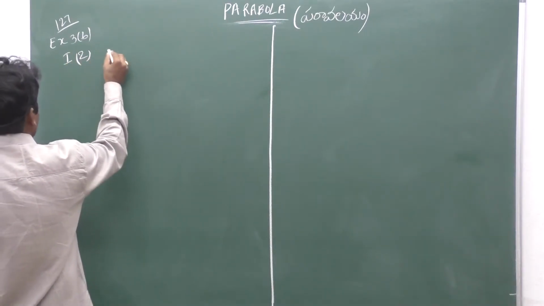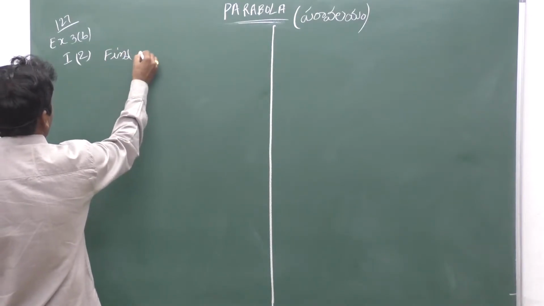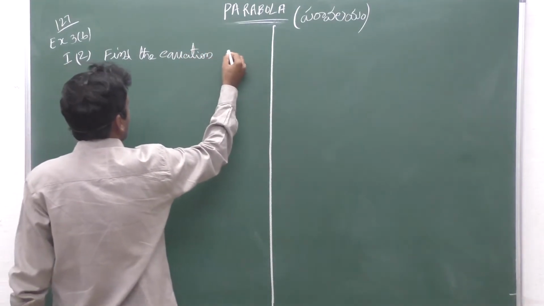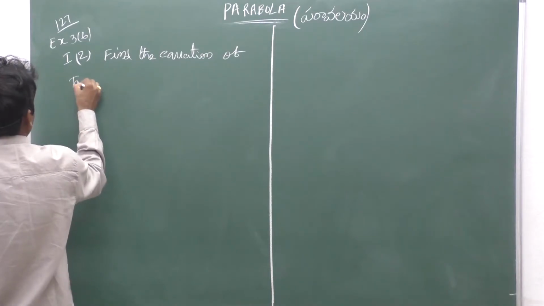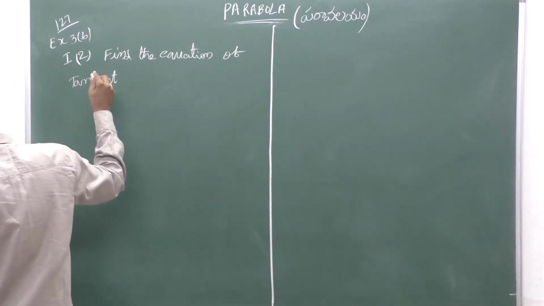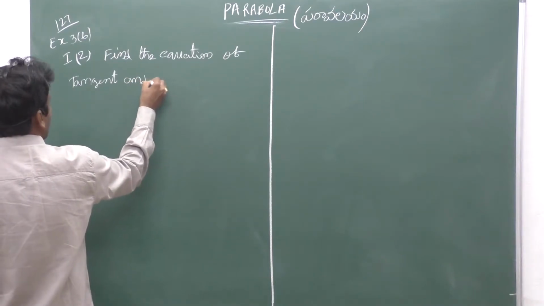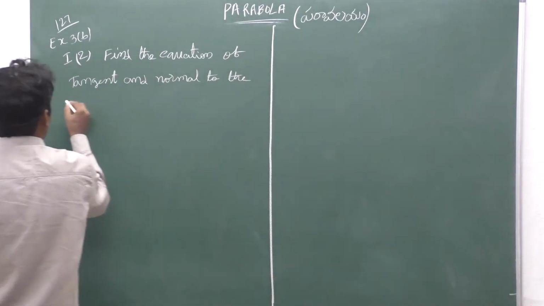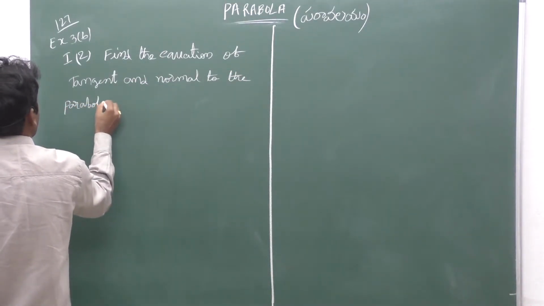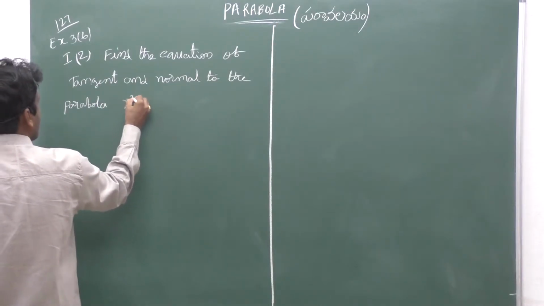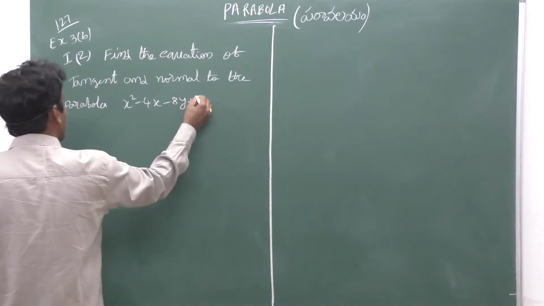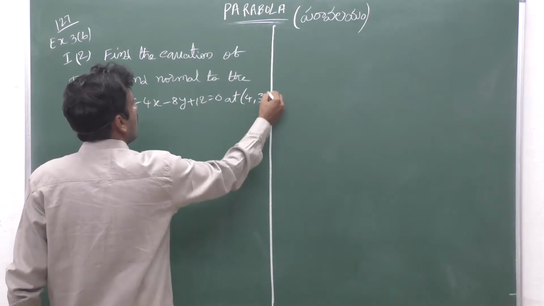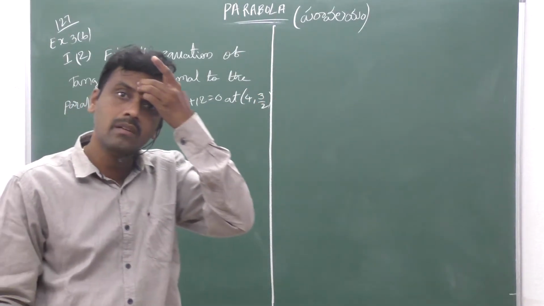Find the equation of the tangent and normal to the parabola x square minus 4x minus 8y plus 12 equal to 0 at 4 comma 3 by 2.